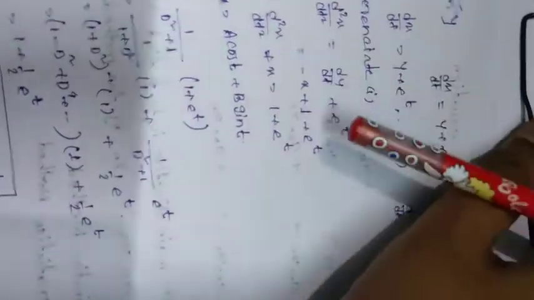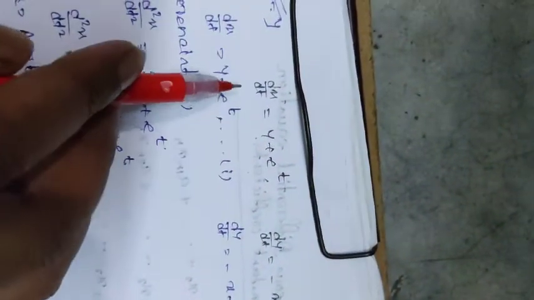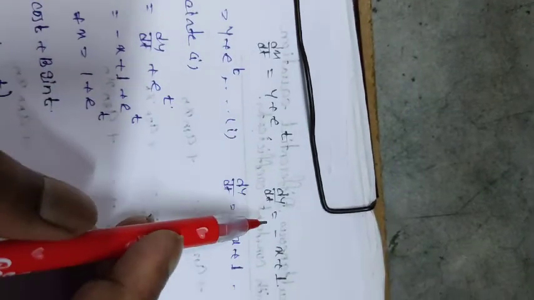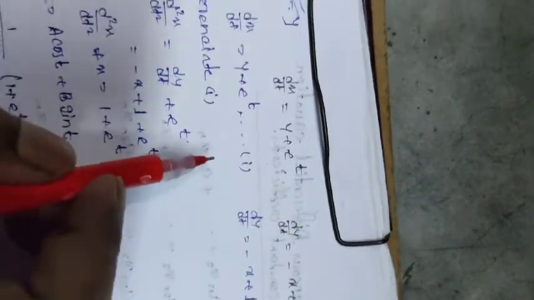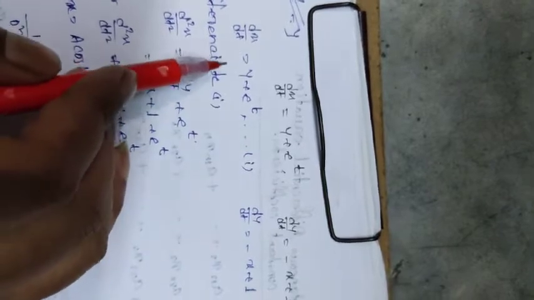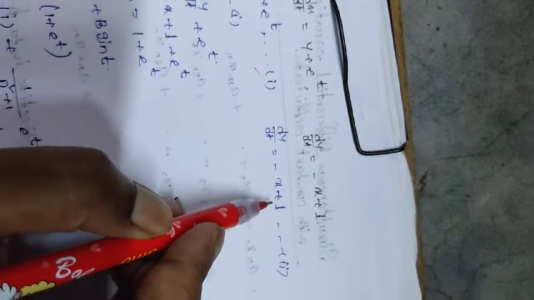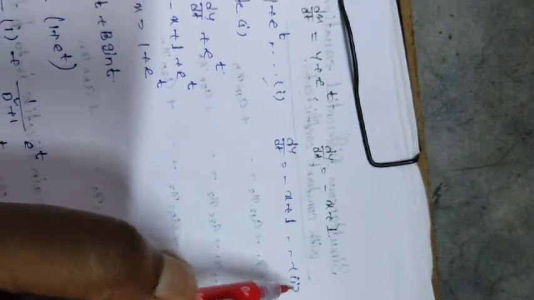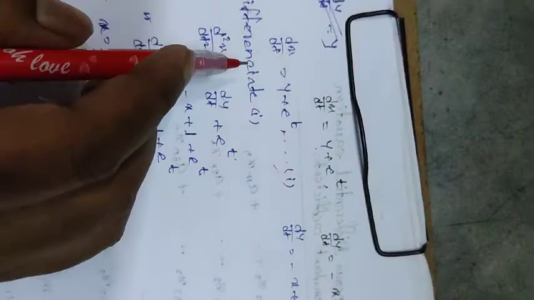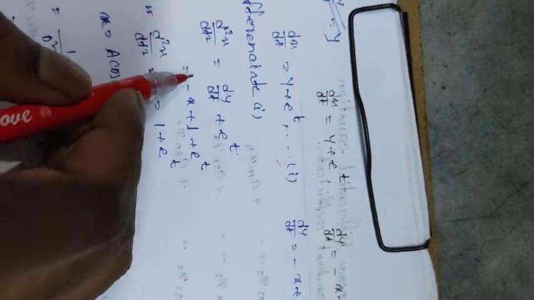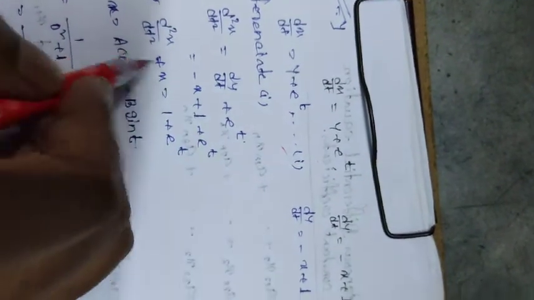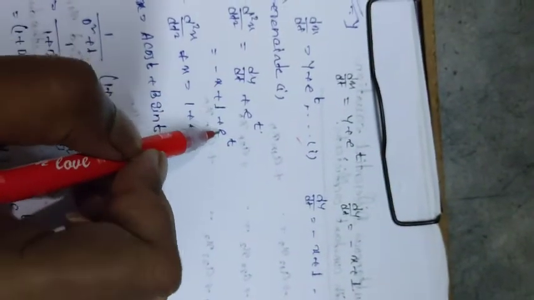See here that I consider these two equations like this: dx/dt is equal to y plus e to the power t, and dy/dt is equal to minus x plus 1. So here we will give dx/dt is equal to y plus e to the power t as number 1, and dy/dt is equal to minus x plus 1 as number 2. So now if we differentiate 1, what do we get? d2x/dt2 is equal to dy/dt plus e to the power t, and what is the value of dy/dt from 2? That is minus x plus 1 plus e to the power t.